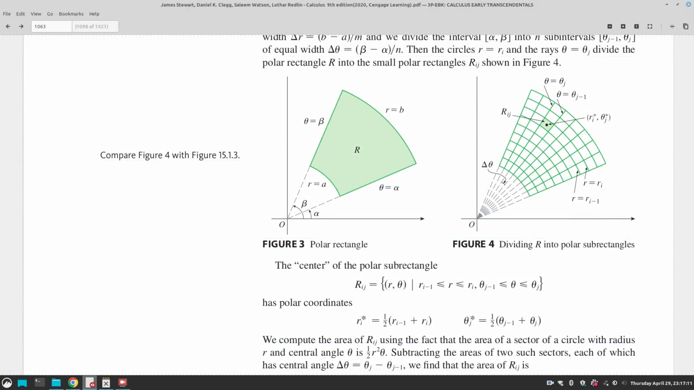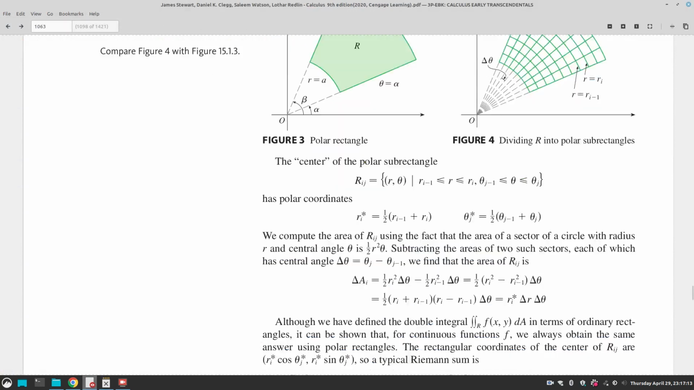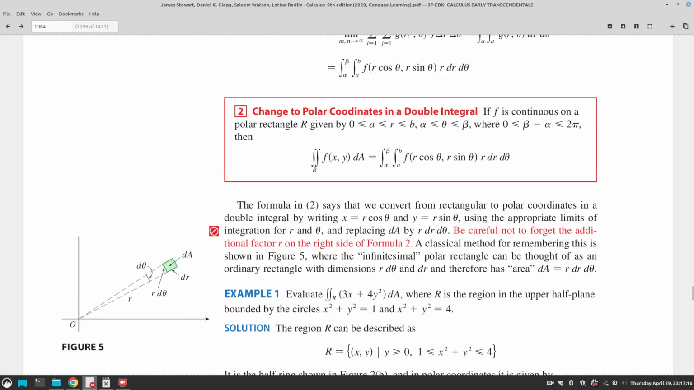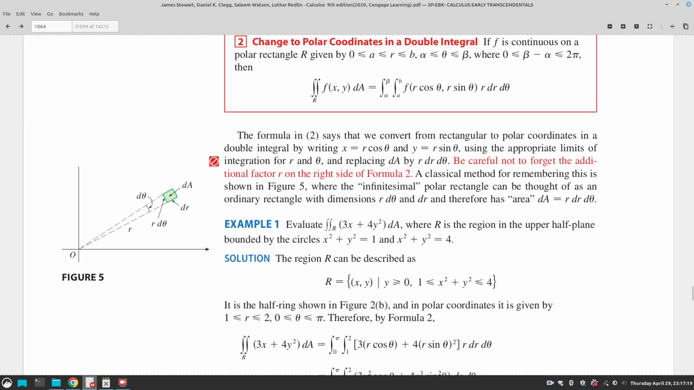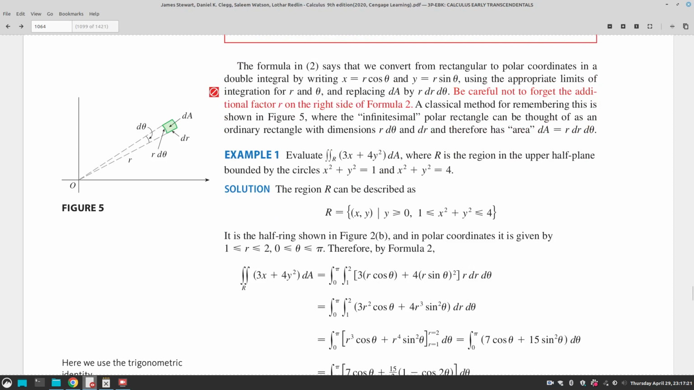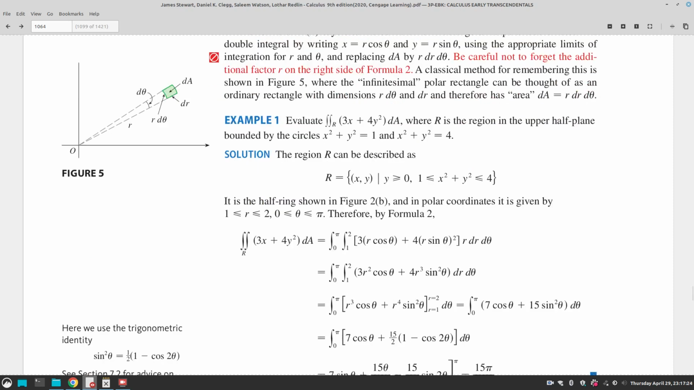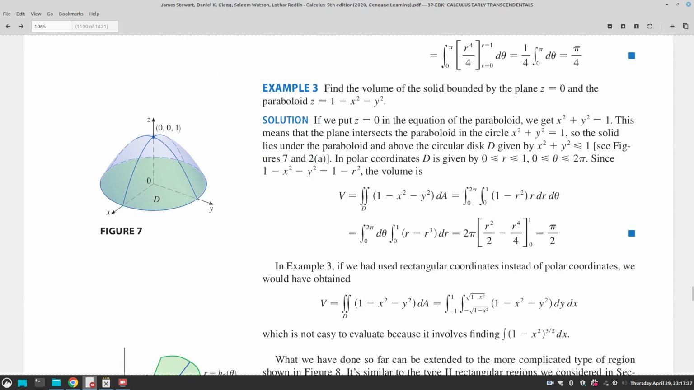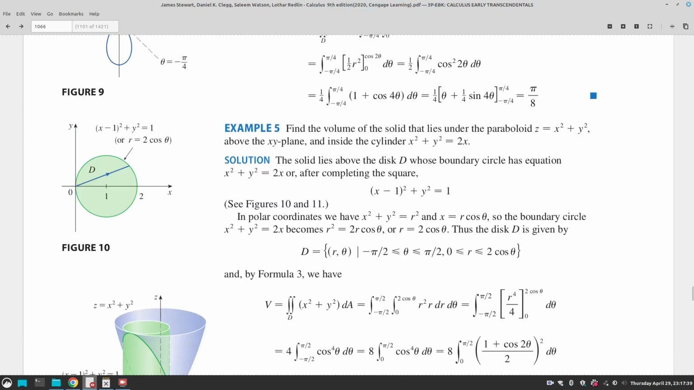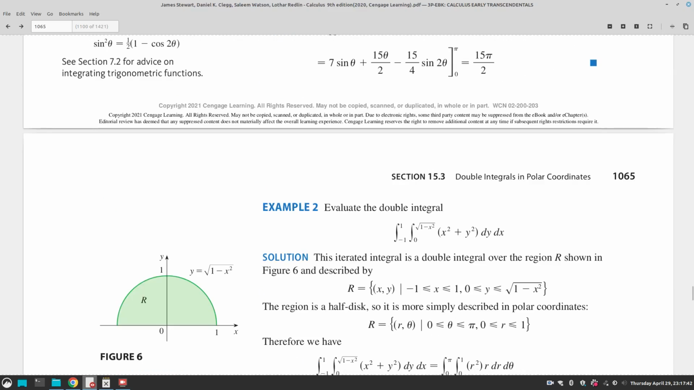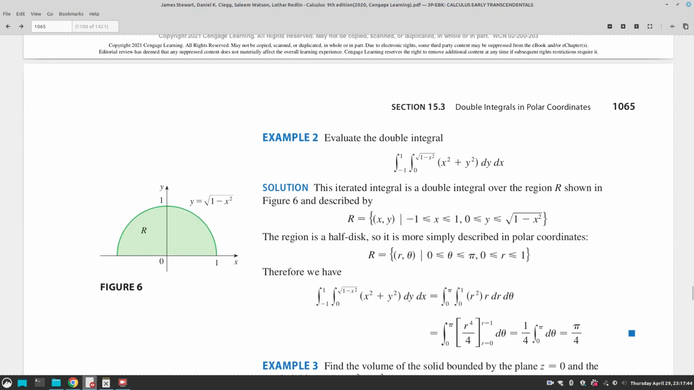So for example, we can have, okay, so there's obviously a reason why we chose to switch to polar coordinates. If the area of integration is some sort of circle or arc of a circle, it makes more sense to integrate with respect to polar coordinates, right? So for example, example 2, right?